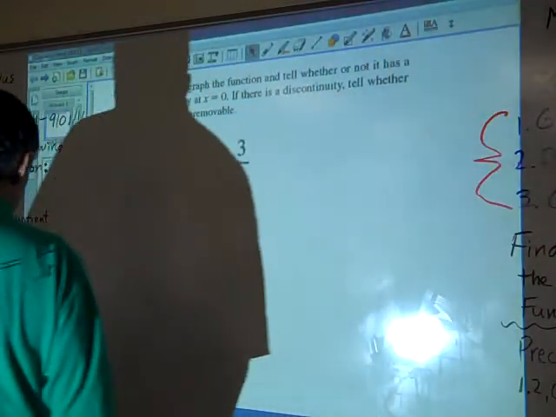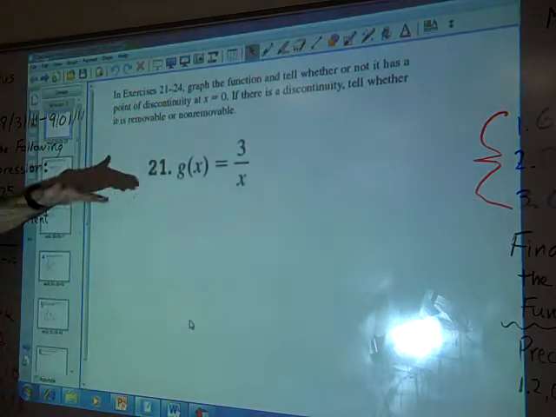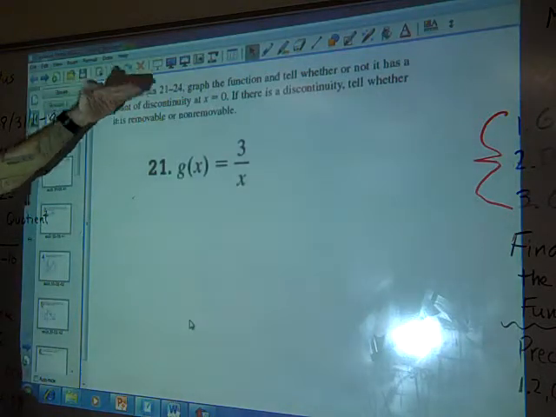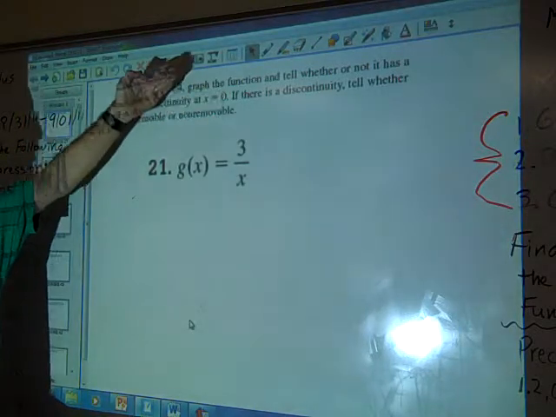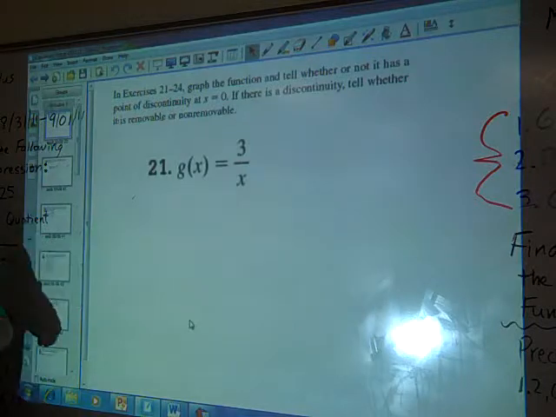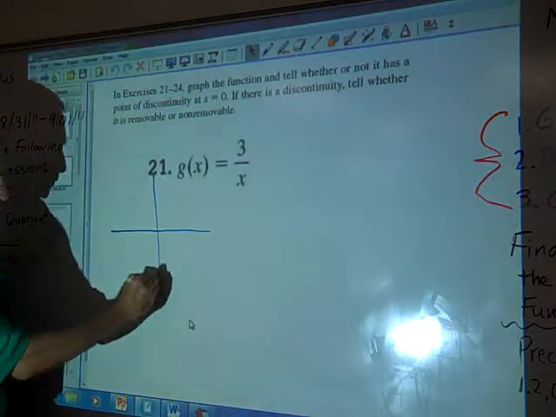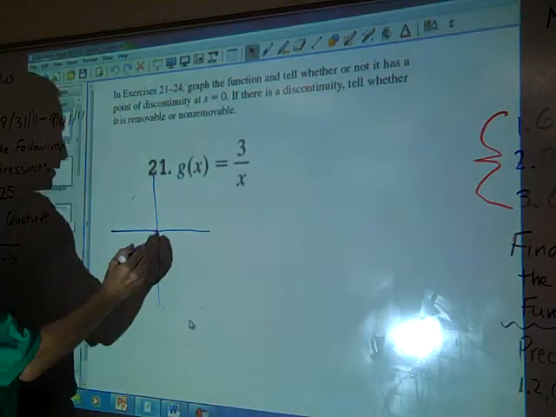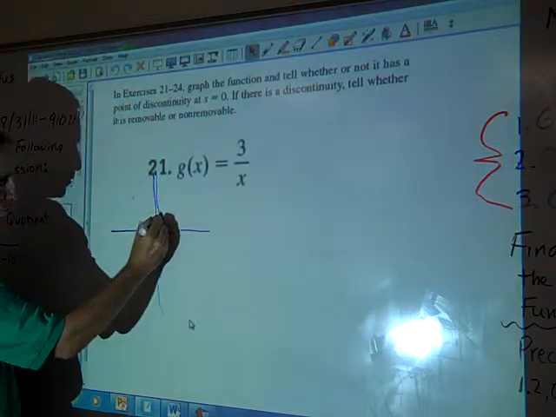All right, we have page 102, and we have all the odd number problems we're going to do here. This one asks: graph the function and tell whether or not it has a point of discontinuity at x equals 0. So when we graph the function, what is that going to look like? If you get on your graphing calculator, you're going to see something like this, aren't you?